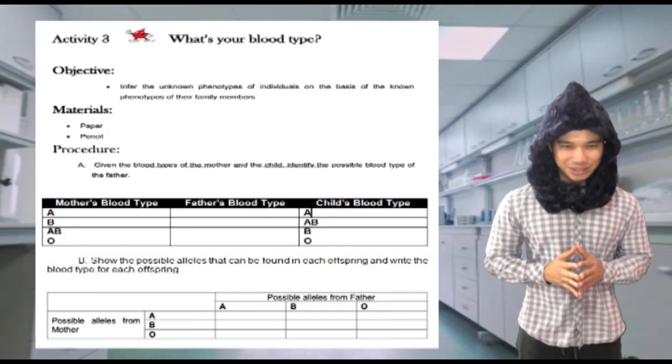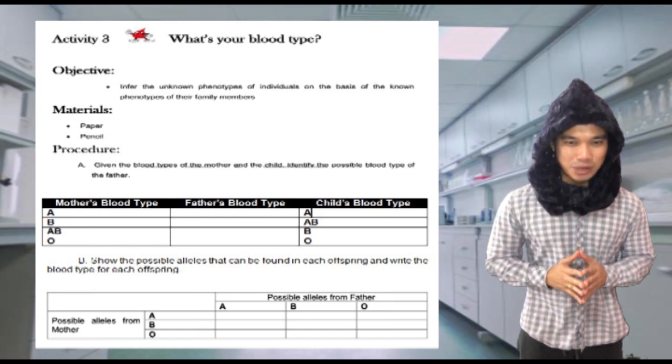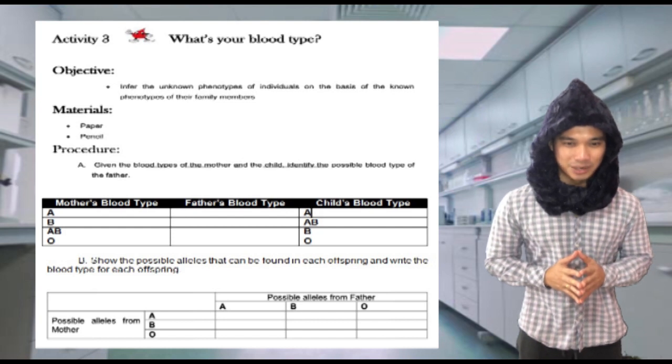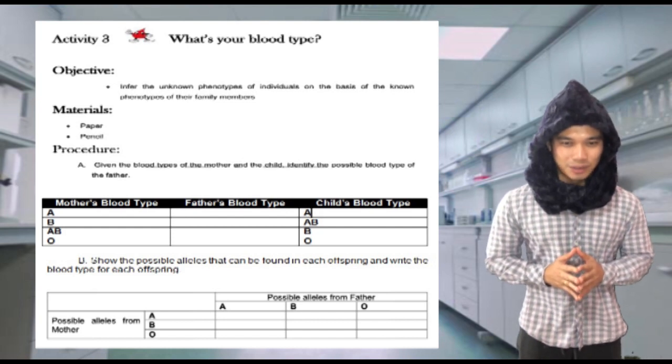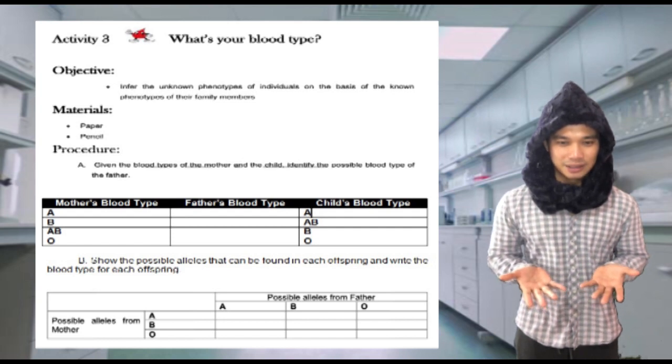In this activity, we shall infer the unknown phenotypes of individuals on the basis of the known phenotypes of their family members. Given the blood types of the mother and the child, we shall identify the possible blood type of the father. Here is the given data. Complete the data given on the box.